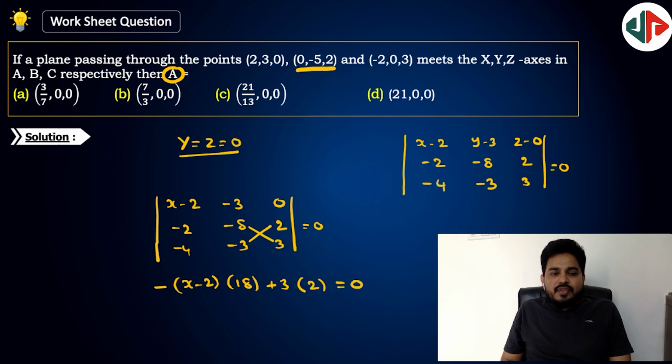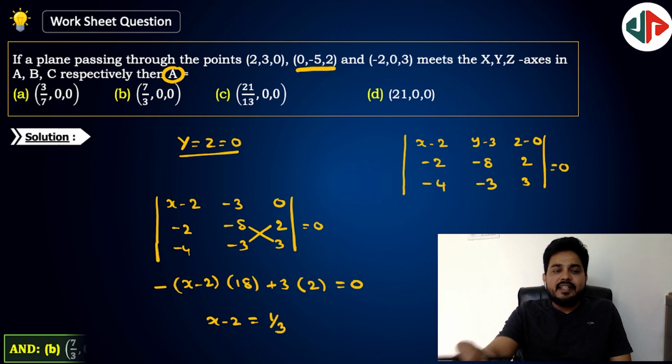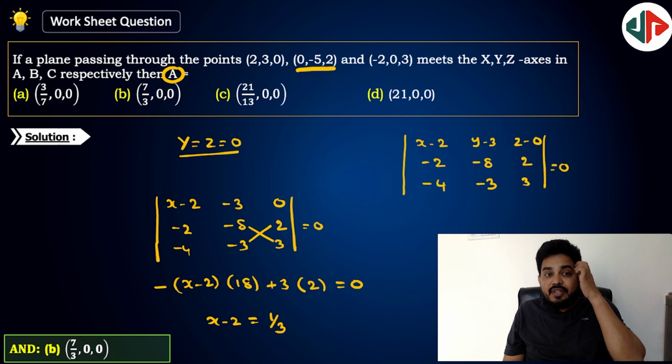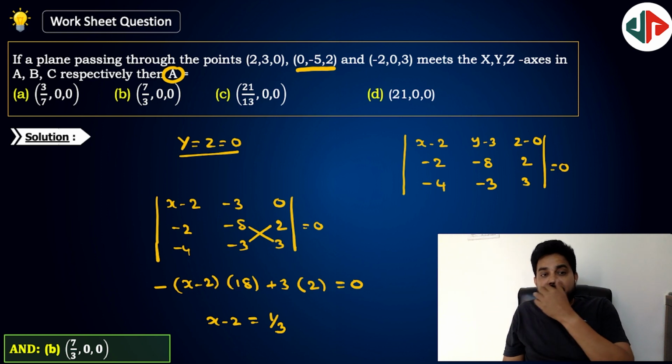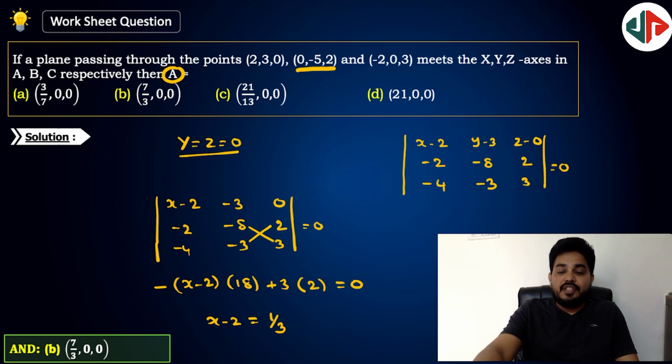So the answer will be x minus 2 is equal to 6 by 8, which is equal to 1 by 3. So the x-intercept is 7 by 3. So the point is 7 by 3 comma 0 comma 0.